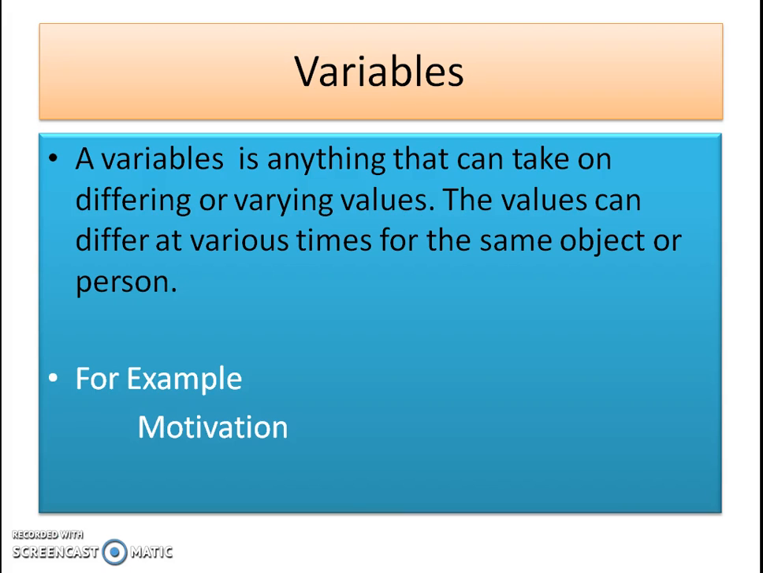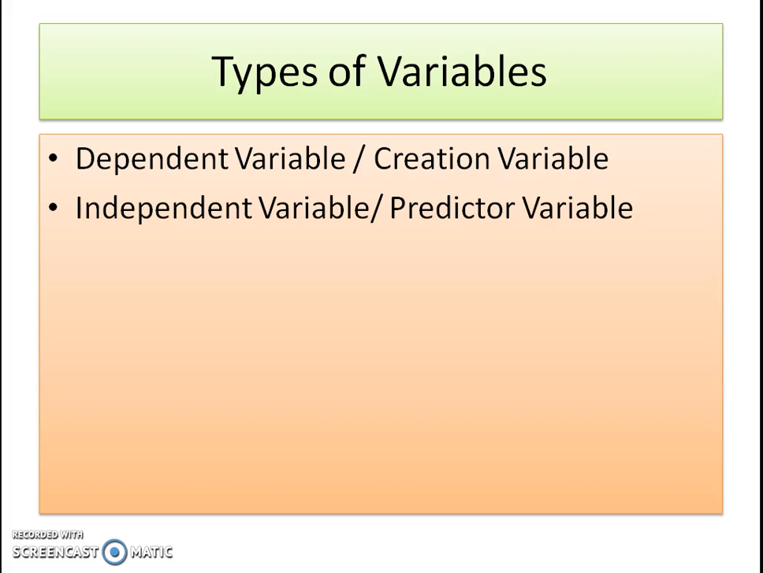Before that, I'm going to discuss what a variable is. A variable is anything that can take on differing or varying values. The value can differ at various times for the same object or person. For example, if I analyze motivation level with the help of some values, these values will vary from one person to another, because motivation can change from person to person. For example, student motivation level varies age-wise.